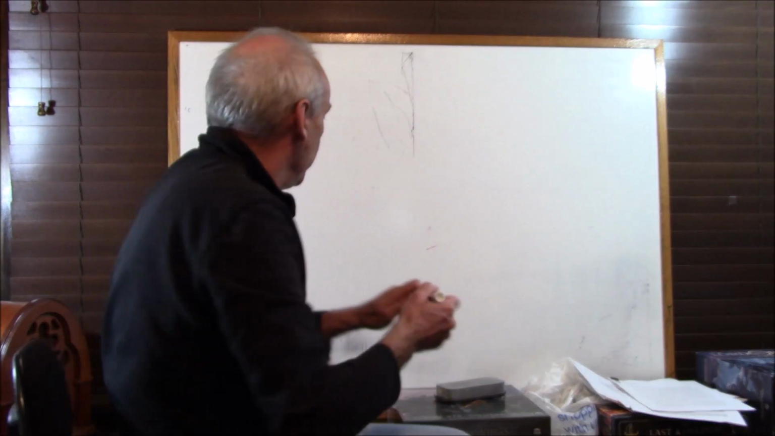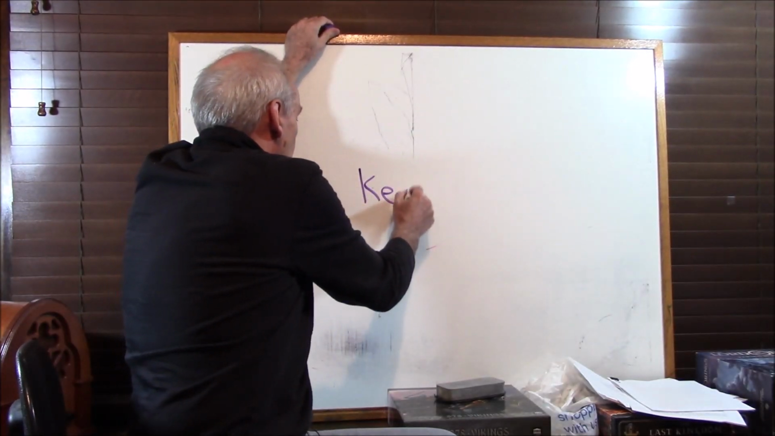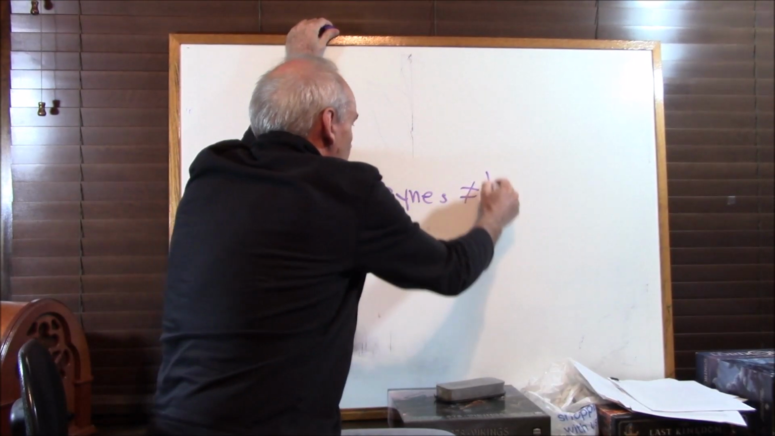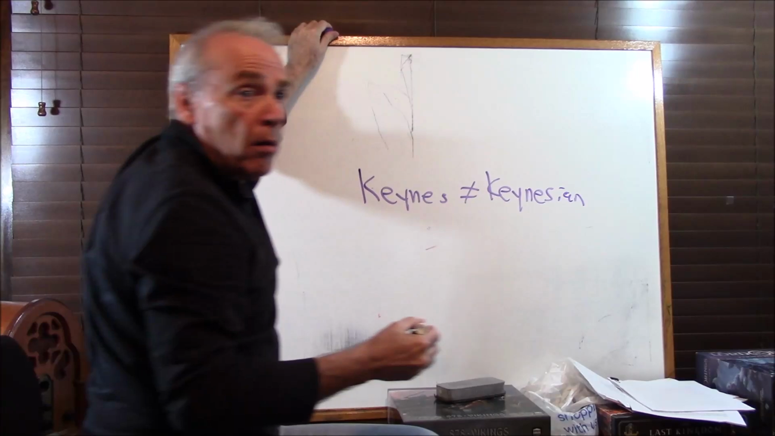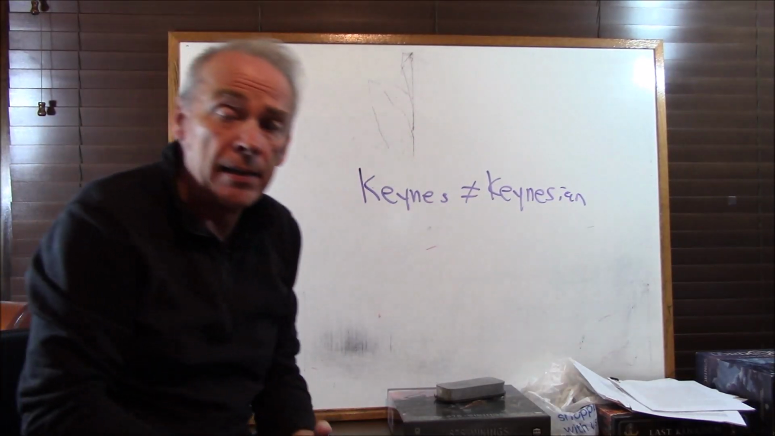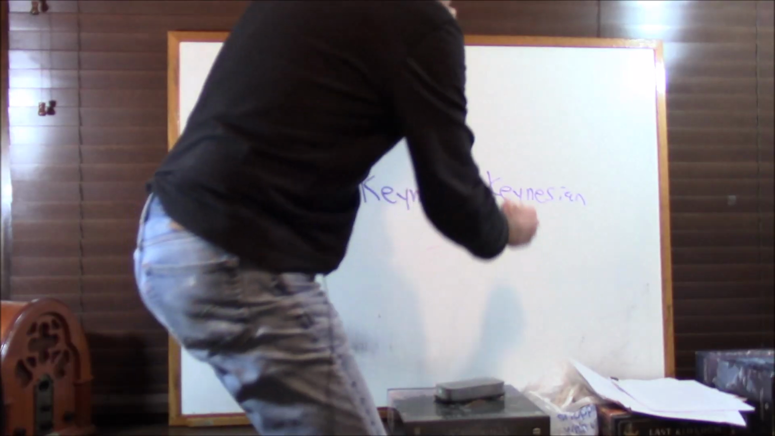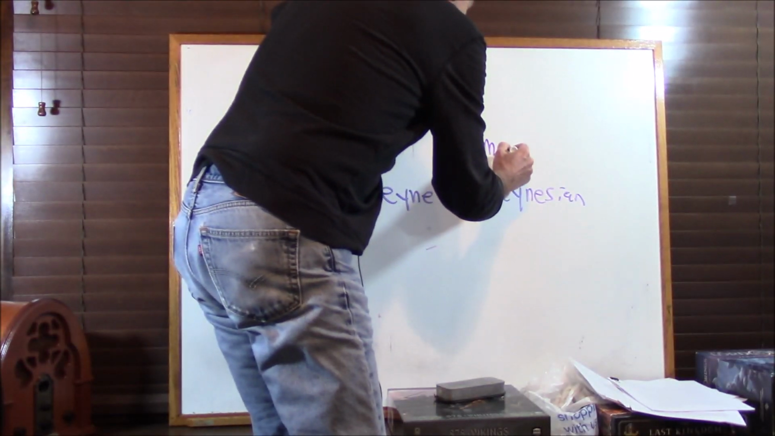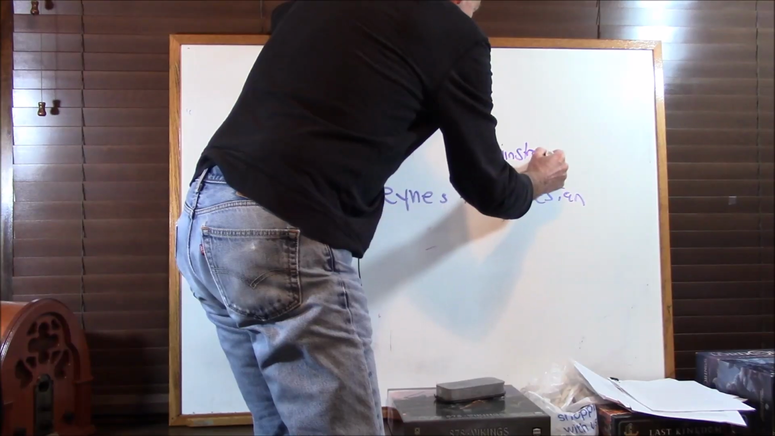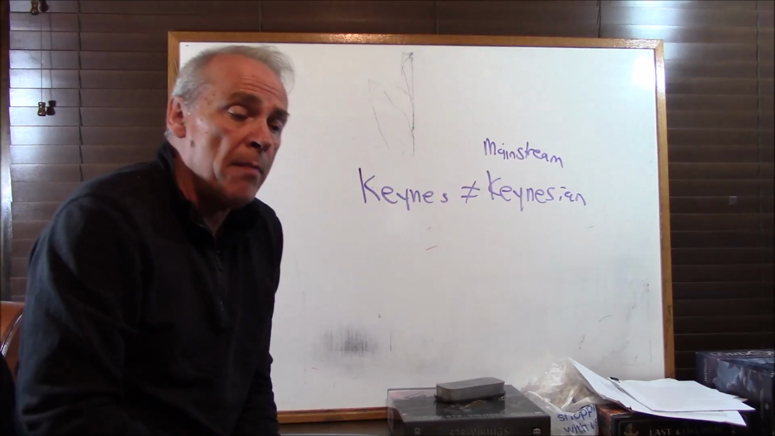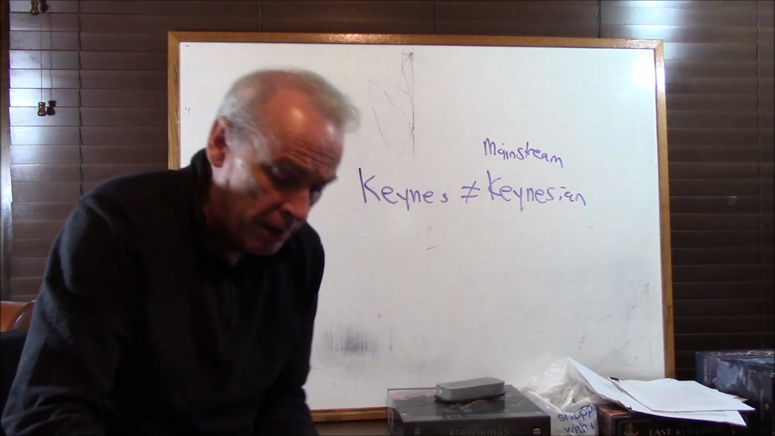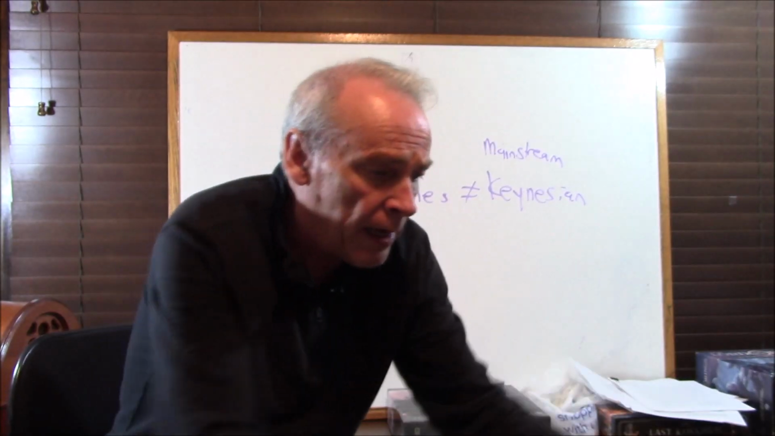Now, in the last video, and I'll go into a little bit more detail this time, I told you that Keynes and Keynesian are not the same thing. This is mainstream economics, neoclassical economics, or the economics that argues that the economy is pretty much stable and will automatically fix itself if there's ever any problems.